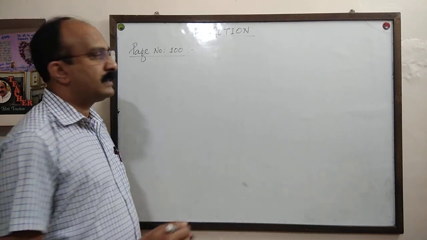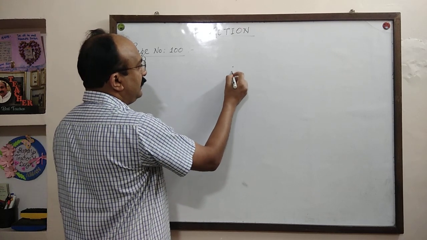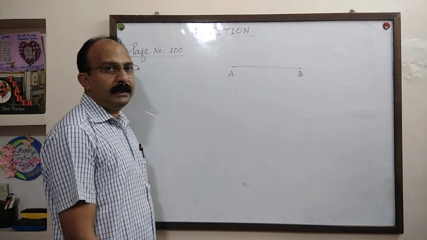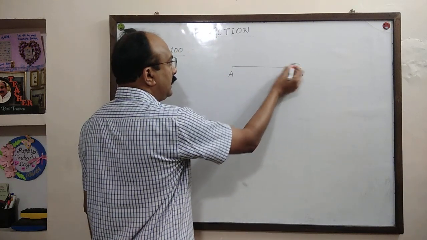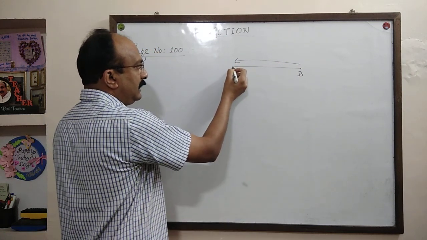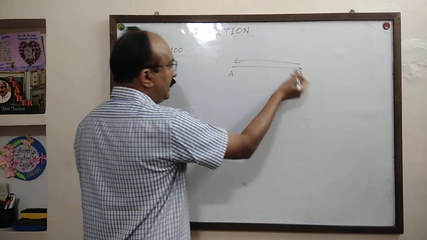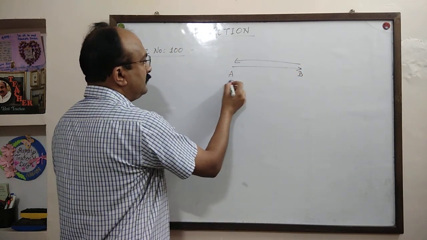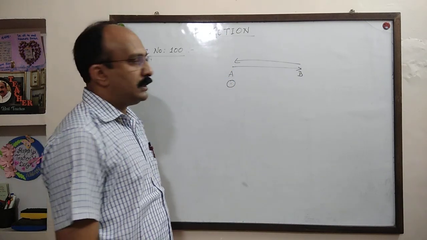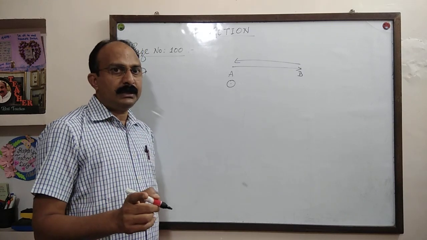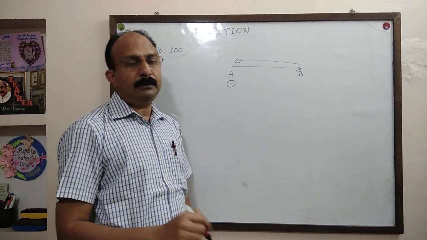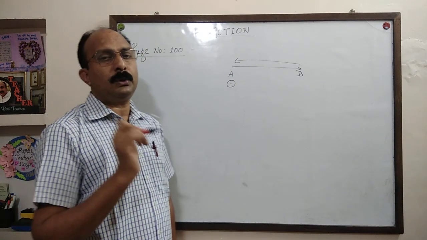Explain with an example. Suppose a body starts from A and goes to B. Then the body comes back to A. What is the displacement of the body? Displacement is zero, because displacement is the shortest distance between the starting point and the finishing point. When the starting point and the finishing point are the same, the displacement is zero.